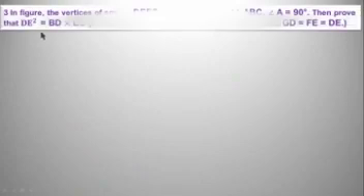Example number 3. In figure, the vertices of square DEFG are on the side of triangle ABC. Angle A is equal to 90 degree. Then prove that D square is equal to BD multiplied by EC. Hint: show that triangle GBD is similar to triangle CFE. Use GD is equal to FE is equal to DE. That is, the hint is given. See this figure.